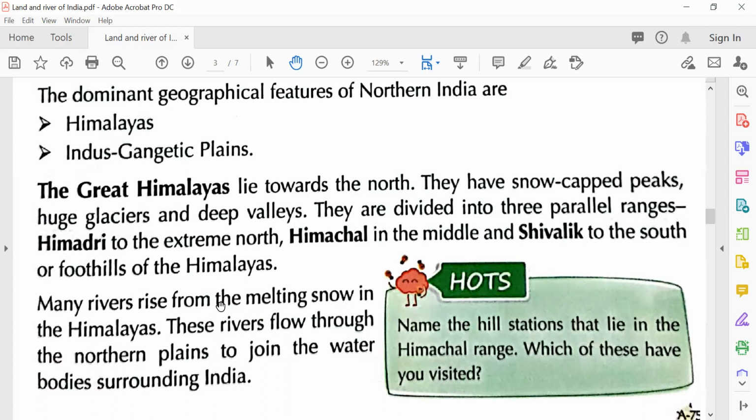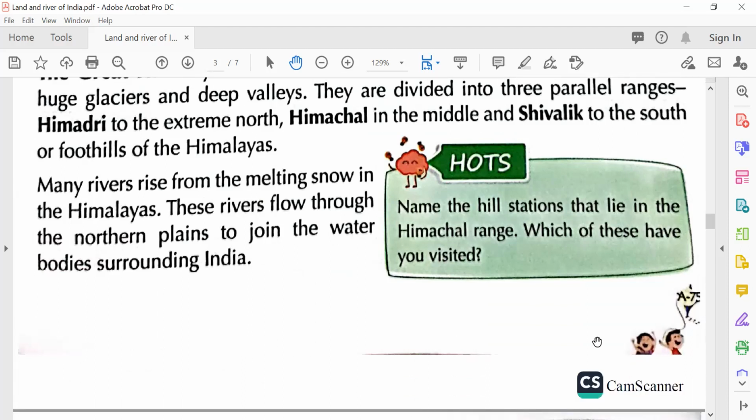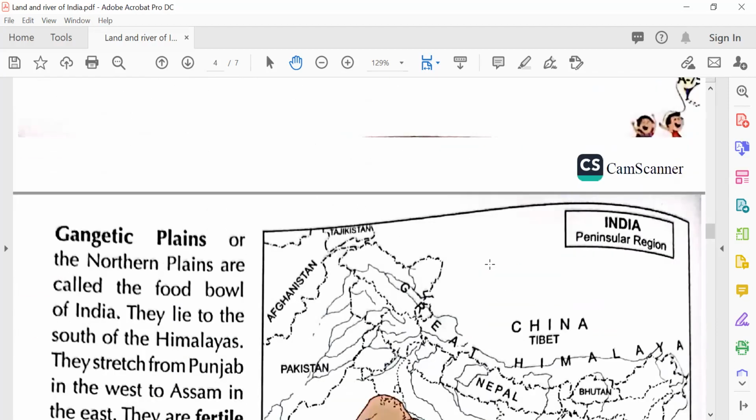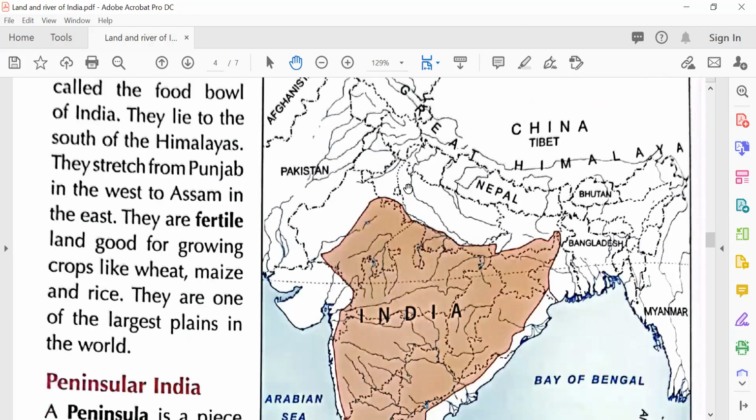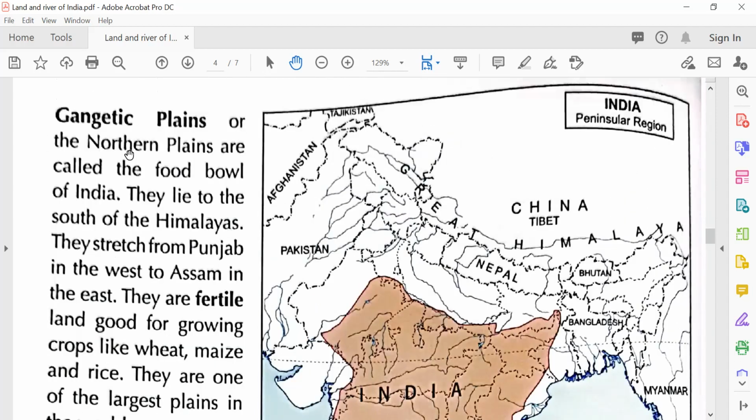Many rivers rise from the melting snow in the Himalayas. So from where does a river rise? It rises from the melting snow of the Himalayas. These rivers flow through the northern plain to join the water bodies surrounding India. Now you see the Gangetic Plains or the northern plains, where you will see the river Ganga coming. These are called the food bowl of India. Why is it called the food bowl of India?